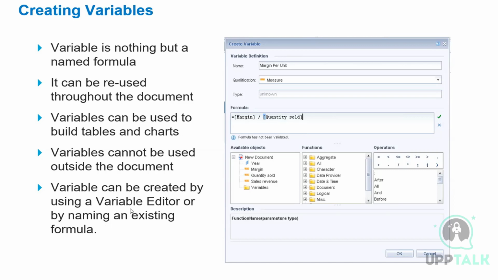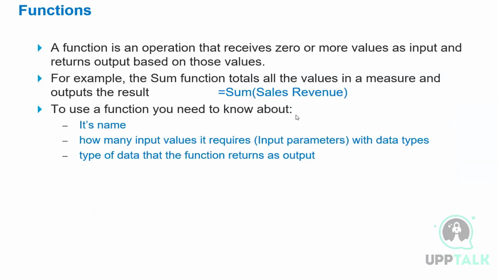A variable can be created by using a variable editor or by naming an existing formula. We'll write some formula here, we'll name it, and we will say whether it is a dimension or measure. We can use all these functions to write the formulas. These operators also we can use, and we will validate by clicking on this right symbol. If it is correct, it will say that it has been validated and is correct. Then we can use it in our reporting.